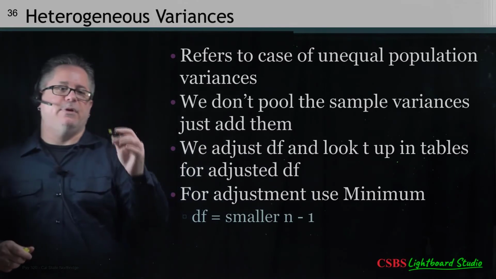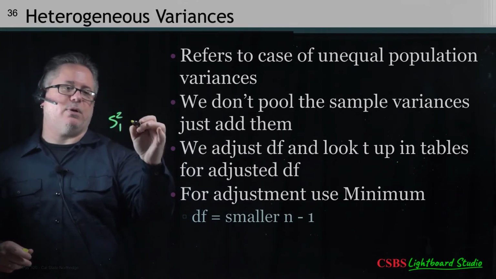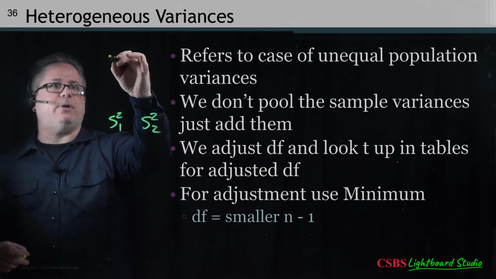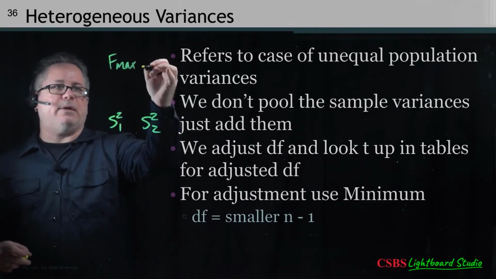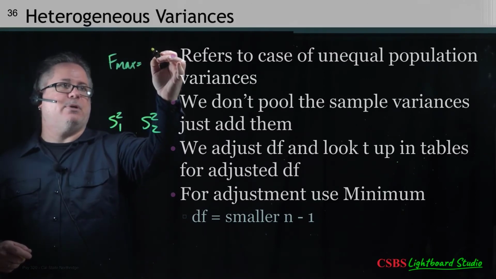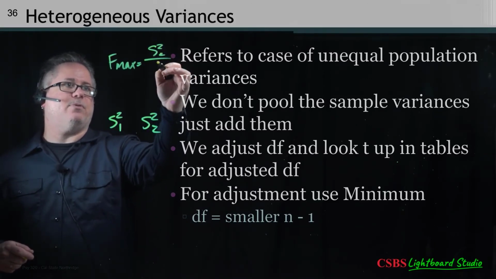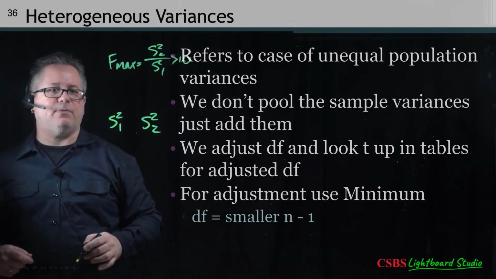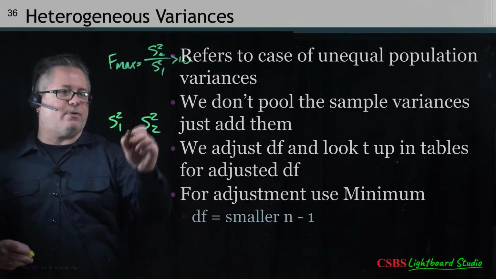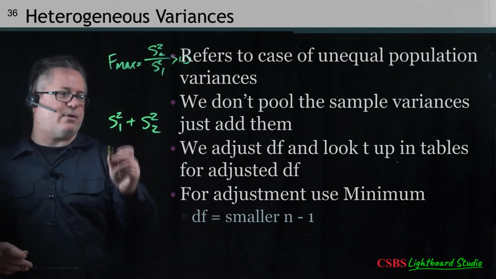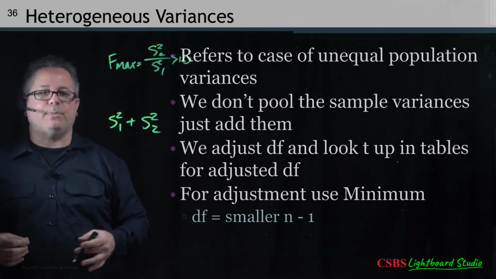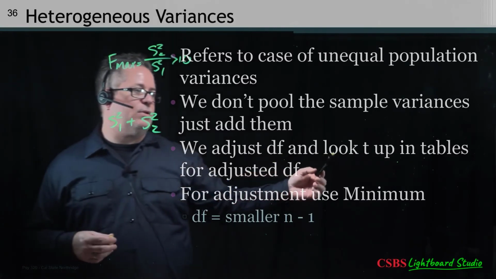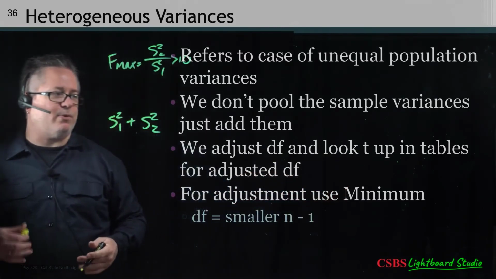So if you have a variance of group 1 and a variance of group 2, and you do an Fmax, say, and when you take the ratio, the variance of 2 over the variance of 1 is larger than 10, okay? We find it's bigger than 10. We're just going to add the 2 variances together. We're not going to pool them, we're just going to add them. And then we adjust the degrees of freedom and look t up in the tables for the adjusted degrees of freedom.